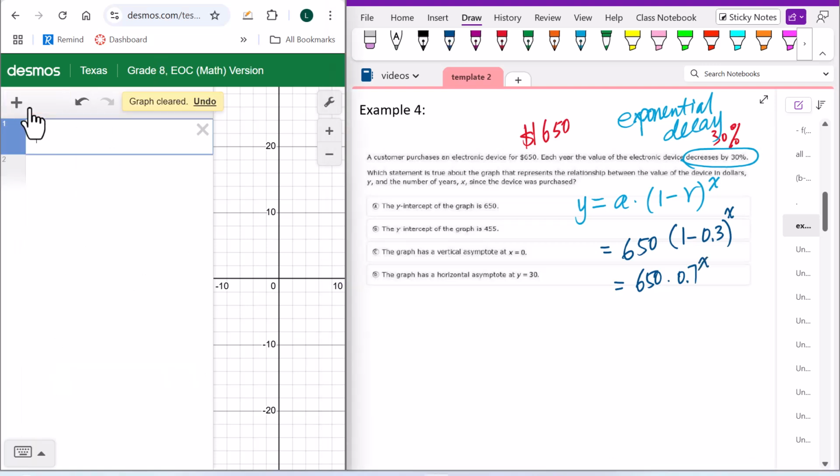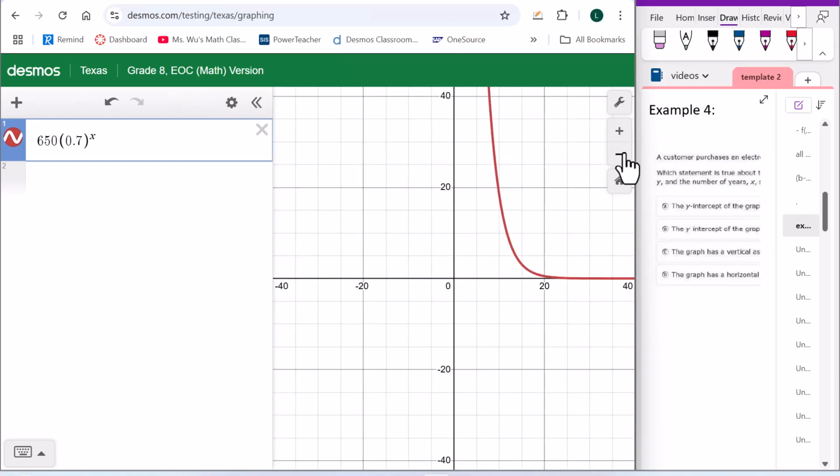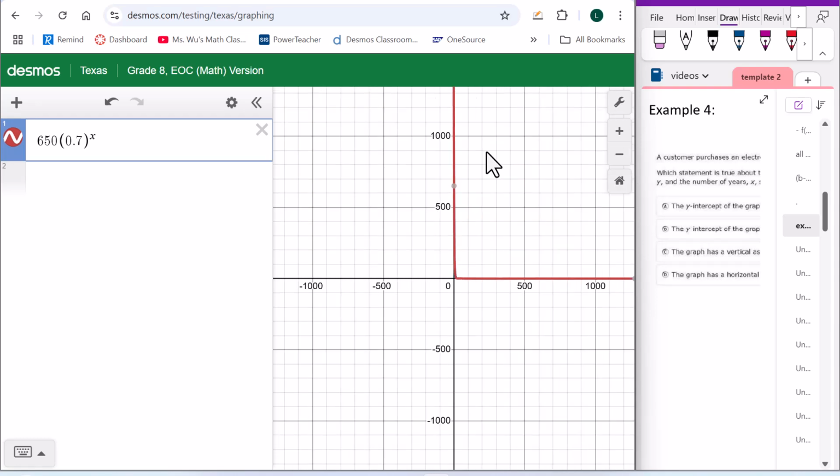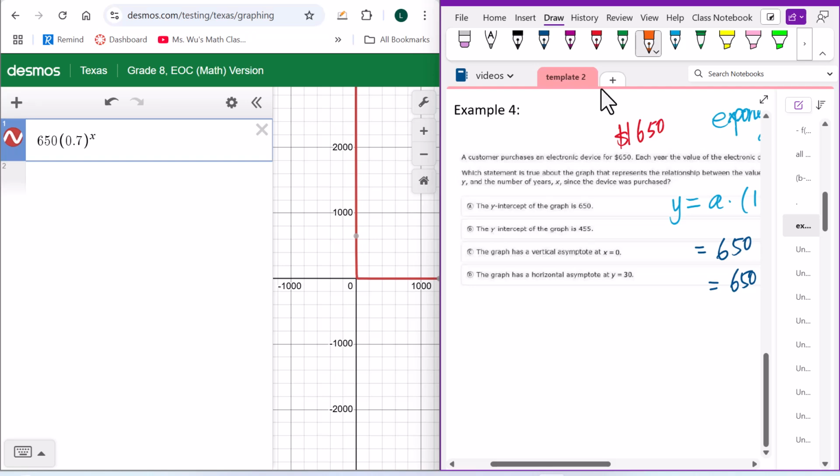Click here, delete all. Then type in this exponential decay. The y-intercept of the graph is 650. Zoom out. Yes, the y-intercept of the graph is 650. So the answer is A. But let's check B, C, D.